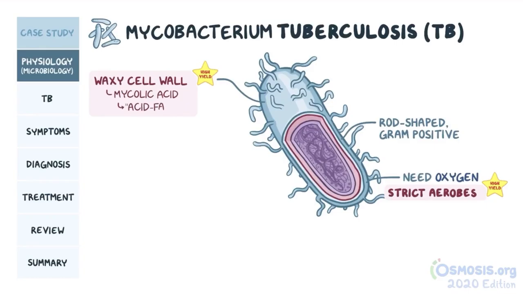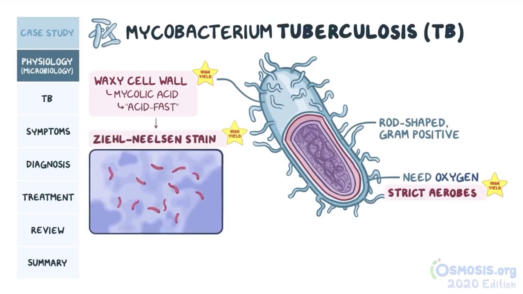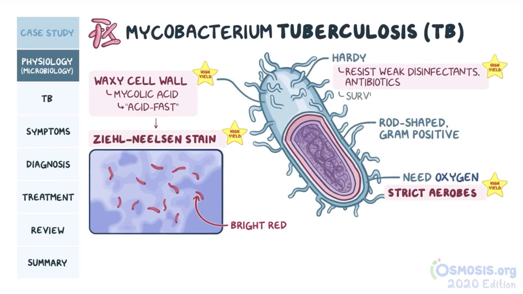This makes them acid-fast. So when Ziehl-Neelsen stain is applied, the dye will not be washed away by acids, giving the bacteria a bright red color. The wall also makes the bacteria incredibly hardy and allows them to resist weak disinfectants and antibiotics, and to survive on dry surfaces for months at a time.